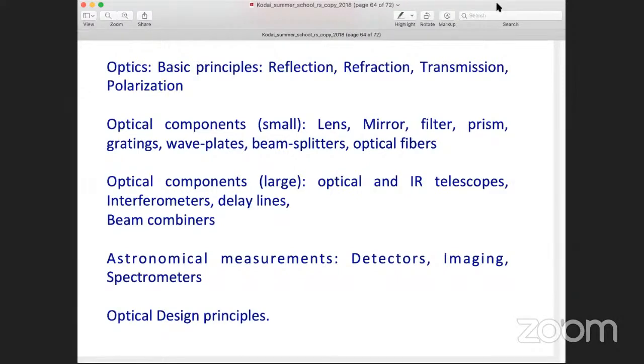Sir, which type of telescope is more convenient in observation? There are many types of telescopes, sir. Optical, IIA telescope. Which type of telescope is more convenient for observation?